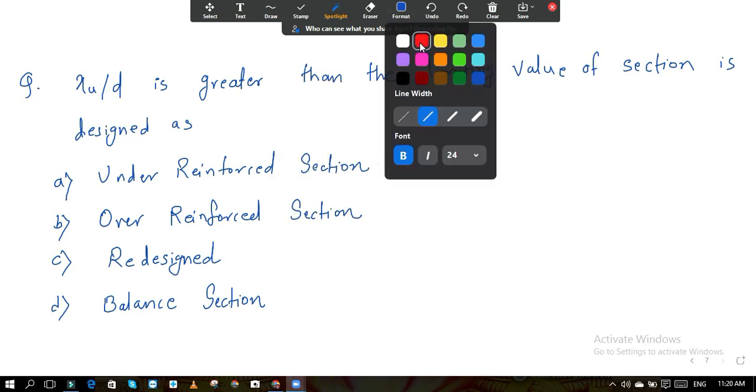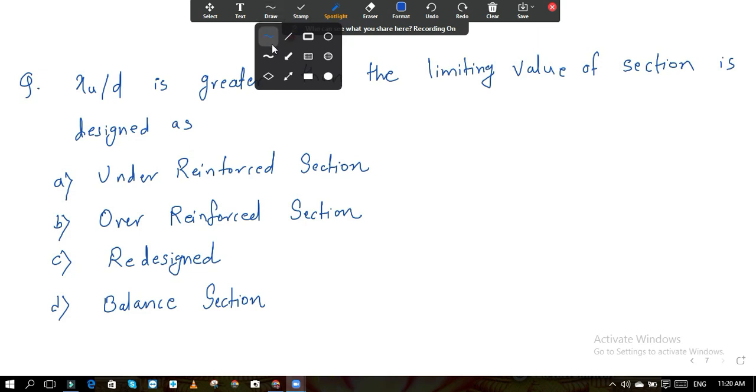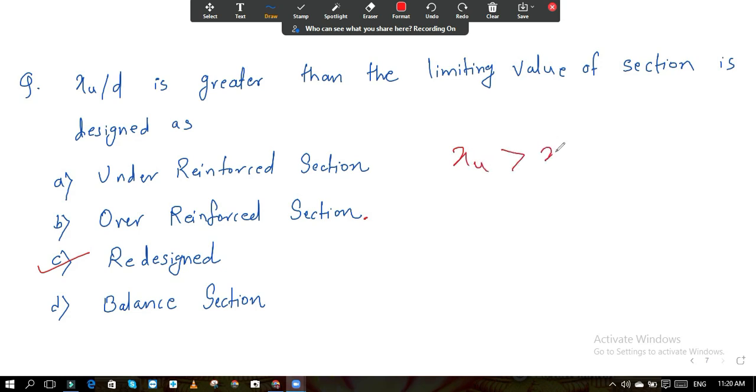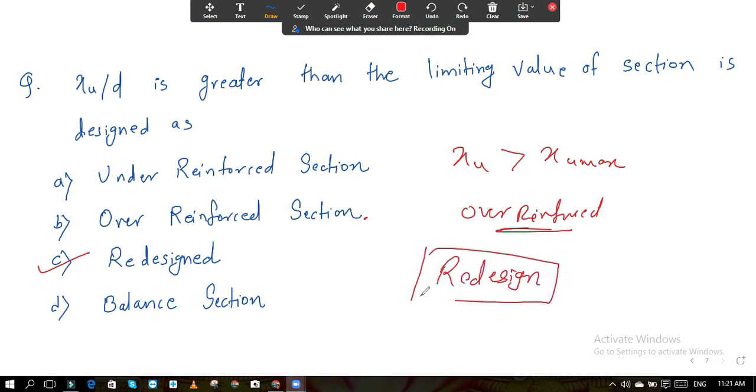Answer is option C is the correct answer, redesign. We have to redesign the section. We cannot design the over-reinforced section. See, XU by D is greater than the limiting value means what? Your XU is greater than XU max, and when your XU is greater than XU max, it is your over-reinforced section. And we avoid designing the over-reinforced section. We redesign the section instead. So this is the answer.